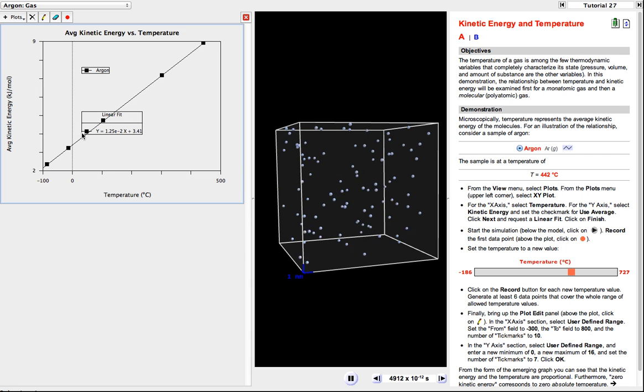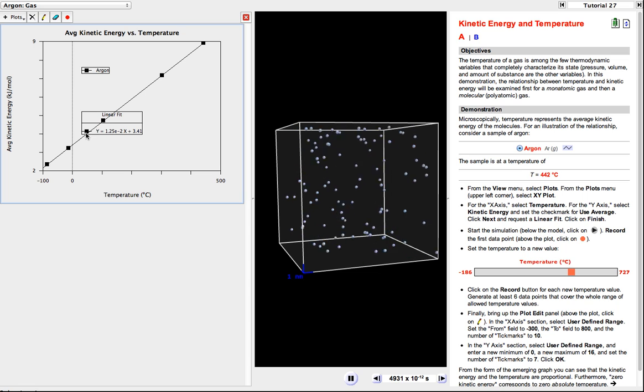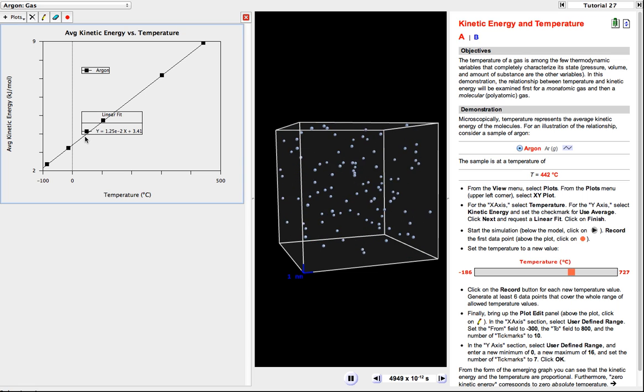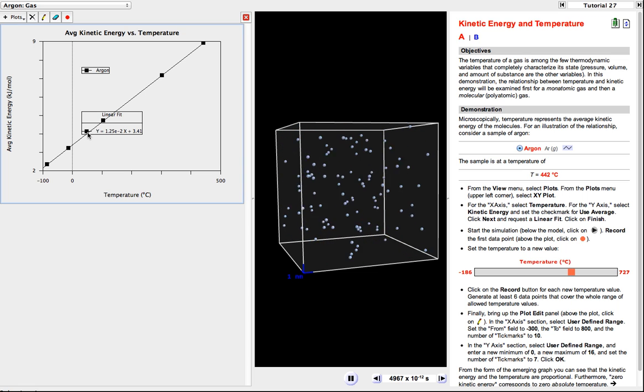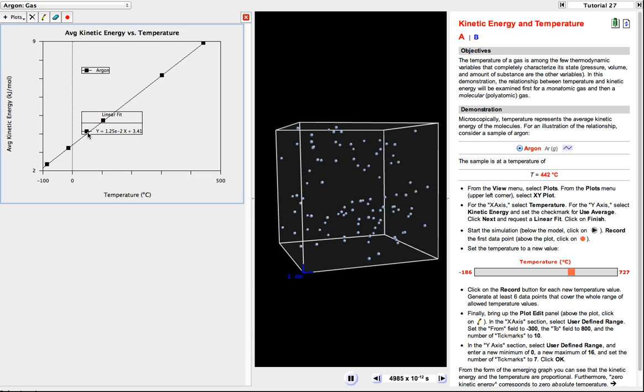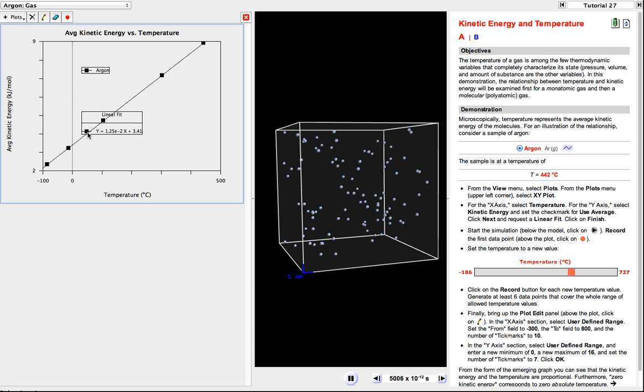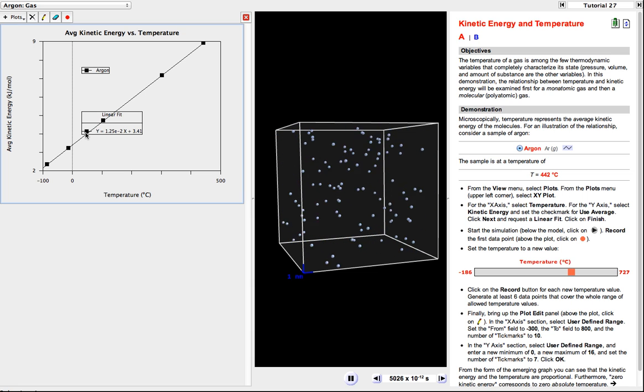All right. And actually, you see the one there that's a little bit off the line. That's probably because I didn't wait long enough for the system to reach equilibrium. But anyway, I think the same point is going to apply.